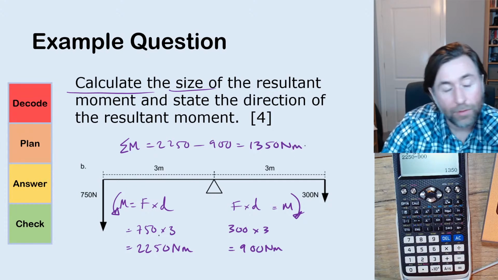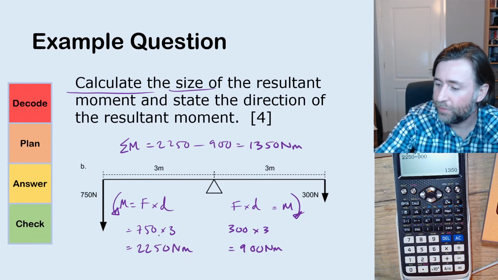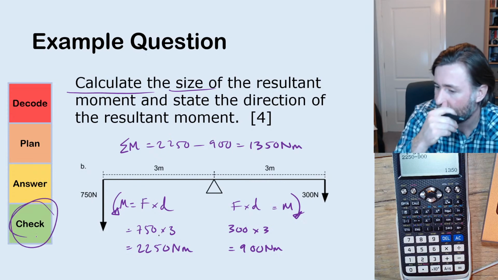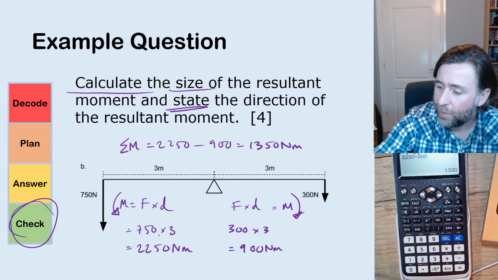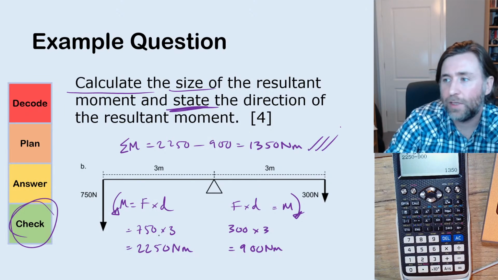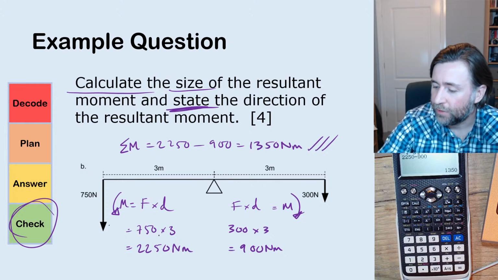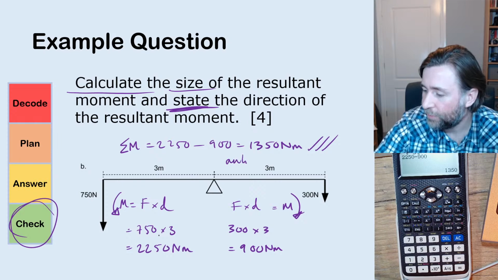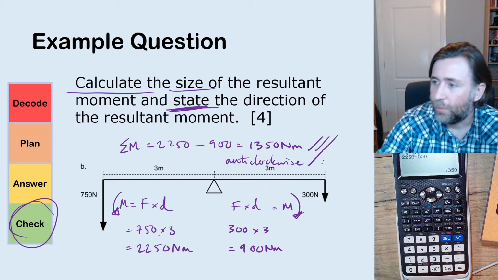Newton meters. Now, prizes for guessing how many marks I've got so far. Well, I have calculated the size. I'm at this point now, I'm checking. Calculated the size of the resultant moment, and oh look, there's another command word in there. So I've only got 3 of the 4 marks so far, and that's because I haven't stated the direction of the resultant moment. And we can say clockwise or anti-clockwise. It is this direction, it is the anti-clockwise direction. Okay, so that is just the last word we need to get the 4th mark.